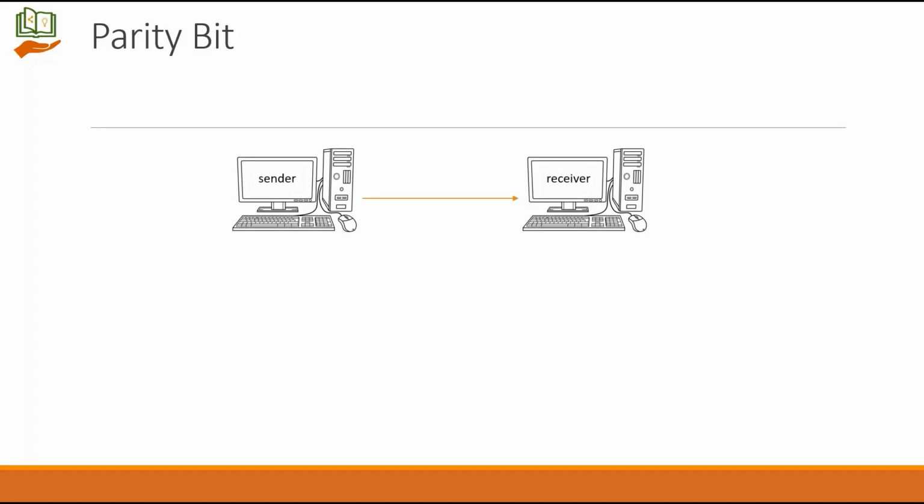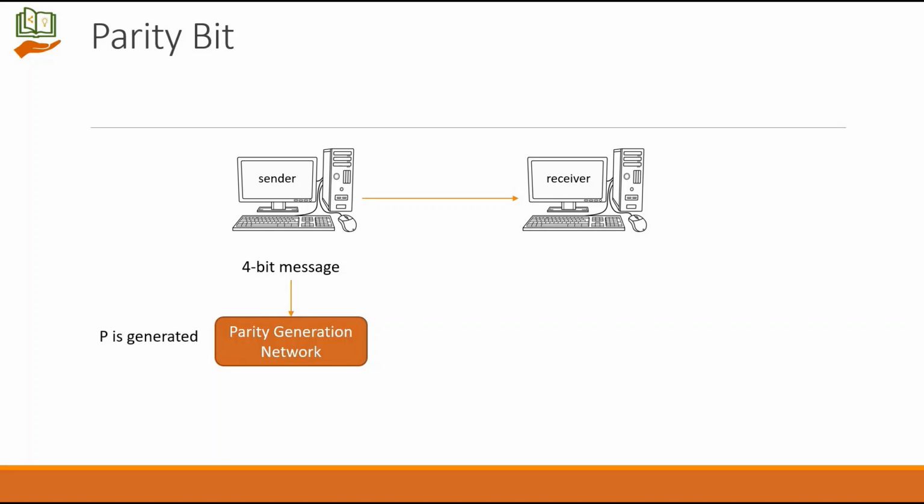Now how is this parity bit generated? We'll again see a scenario here. We have the sender and the receiver here. The sender has a 4-bit message. This message is sent to the parity generation network. Here the parity P is generated based on the count of ones. The message along with the parity bit is sent to the parity check network that is present on the receiver side. That's why generation is placed under the sender and check is placed under the receiver.